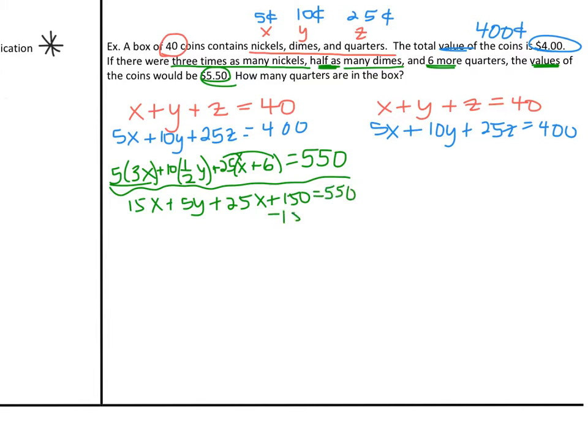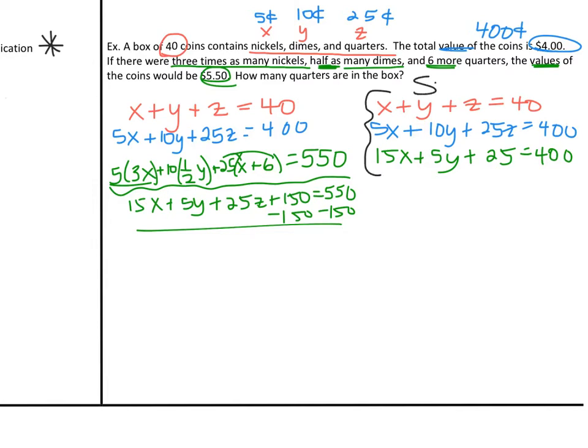So now I'm going to subtract 150 and get all the x's, y's, and z's on one side and everything else on the other. Speaking of z's, I need to fix that, don't I? There we go. And now we should end up with 15x plus 5y plus 25z equals 400. And that's just creating our system. Now we have to solve.